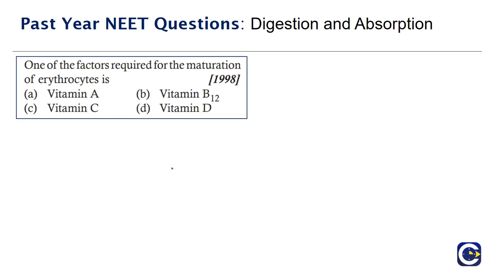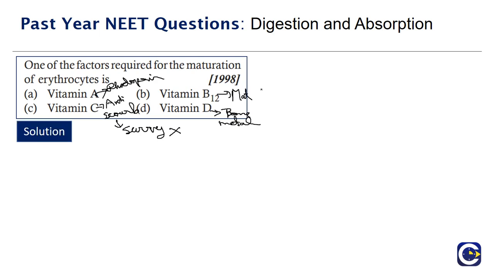One of the factors requiring maturation of erythrocytes is vitamin A? Vitamin A is required for production of rhodopsin, which is visual pigment. Vitamin C is anti-scorbutic. What is anti-scorbutic? It prevents scurvy. Vitamin D is needed in bone metabolism. So vitamin B12 is required in maturation of RBC.